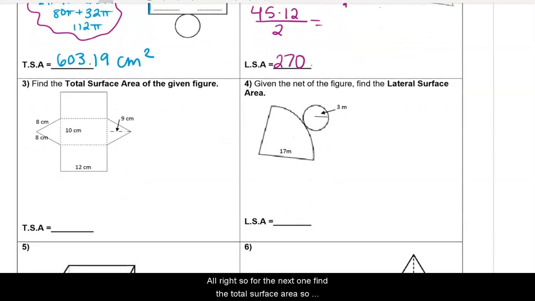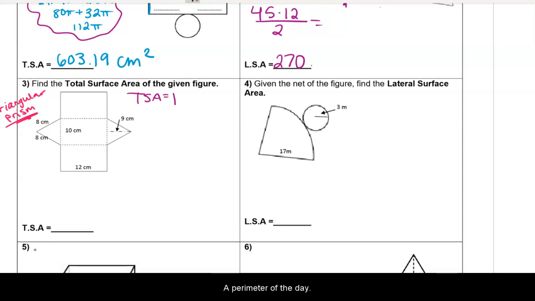All right, so for the next one, find the total surface area. So we're looking for TSA, and this is a triangular prism. So for a prism, the formula for total surface area is perimeter of the base times the perpendicular height plus 2 big B, 2 times big B. So perimeter of the base. Our shape here is a triangular prism. So our base is always in the name. Our base is a triangle.